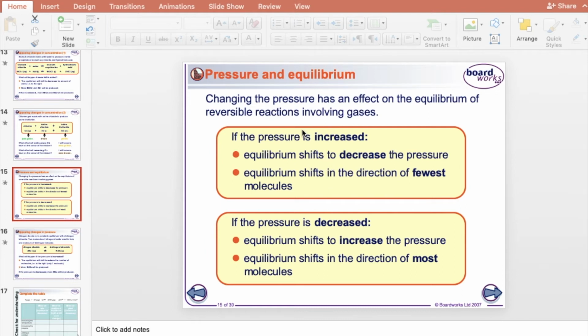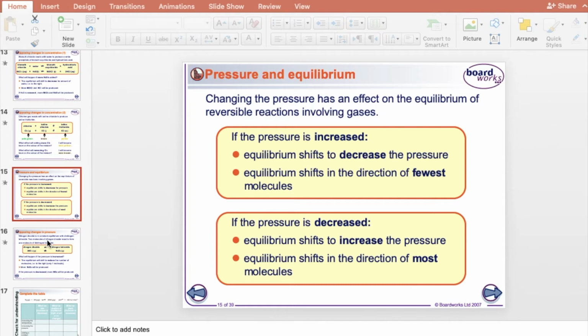Now, depending on how the pressure increases or decreases, our dynamic equilibrium is going to shift. So if you increase the pressure, the equilibrium will shift in order to decrease the pressure, and it will shift in the direction of the fewest molecules. So your equilibrium is going to shift to the direction of the fewest molecules in order to decrease that pressure. If you decrease the pressure, the stressed equilibrium will try to increase that pressure, so it will shift in order to increase that pressure, and it will do that by shifting to the direction of the most molecules.